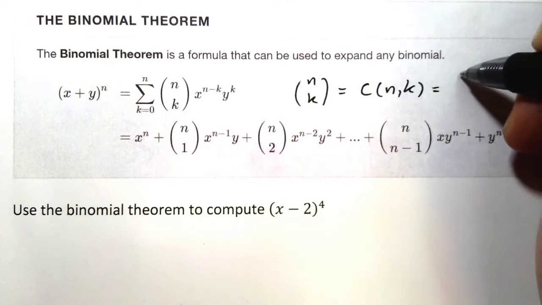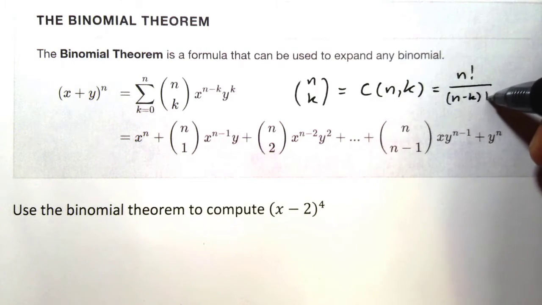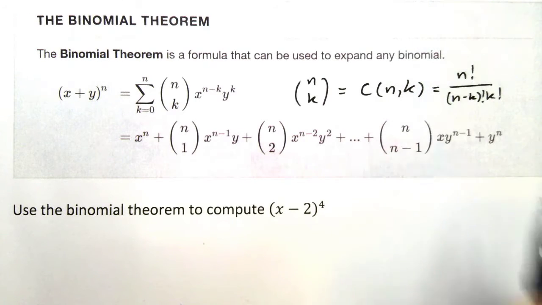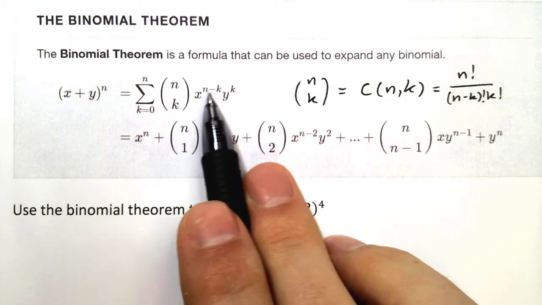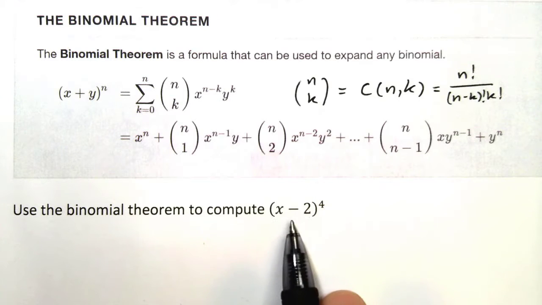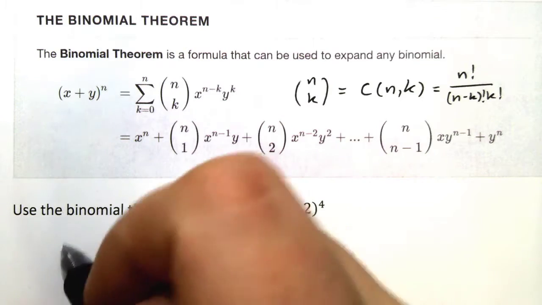And we had a formula for that. It's n factorial divided by n minus k factorial times k factorial. That was the formula. Okay, so that's what this means. And then we've got these pieces raised to these exponents. So that's what we've got to do here. We've got to apply this formula. Okay, so let's get started.